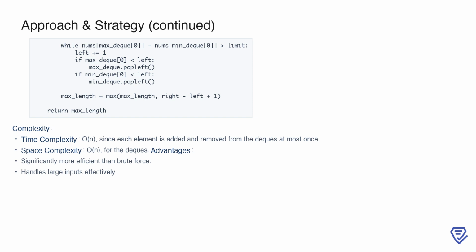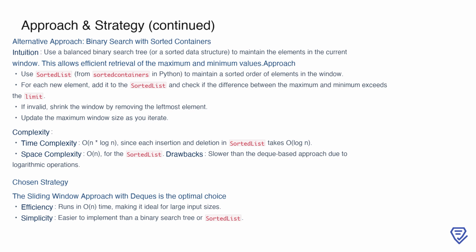optimization for this problem. Another approach to solving this problem involves using a binary search-based method with sorted containers. The intuition here is to maintain a dynamically sorted collection of elements in the current window, allowing efficient access to the maximum and minimum values. In Python, the sorted list data structure from the sorted containers module provides this functionality.